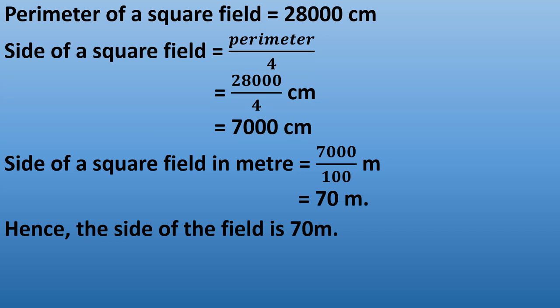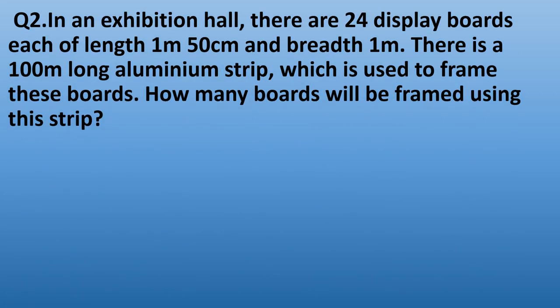See the next question. In an exhibition hall, there are 24 display boards, each of length 1 meter 50 centimeter. This is the length of the display board. Okay, 1 meter 50 centimeter and breadth is 1 meter. There is a 100 meter long aluminium strip which is used to frame these boards. How many boards will be framed using this strip?